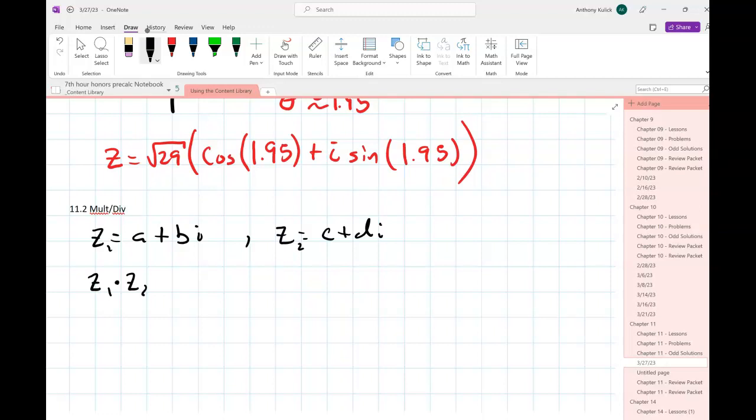And I want to multiply those two together. Well, it's just going to be a plus bi times c plus di. What would I do to multiply those two things? Yeah, I would just FOIL, right? Yep, that's all we're doing.